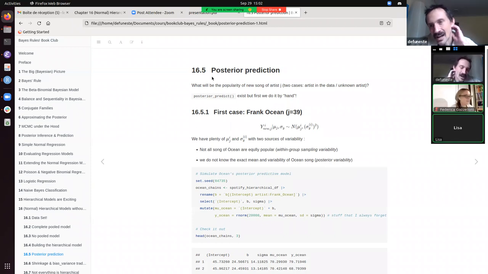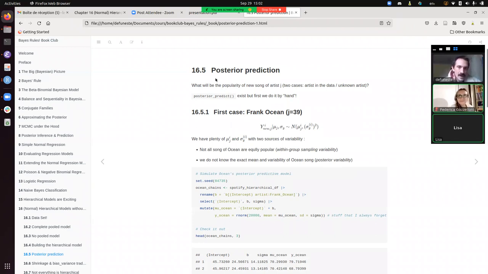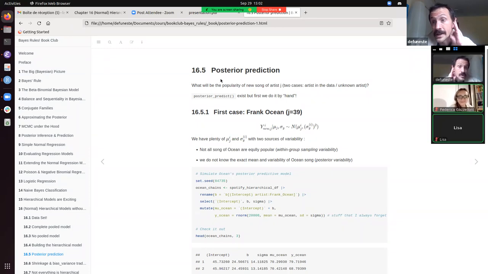Okay, we have done the posterior analysis. Let's do some prediction. We have basically two cases of prediction: either the artist is in the data set or the artist is not. And we'll do both of them. The first, we'll do Frank Ocean.